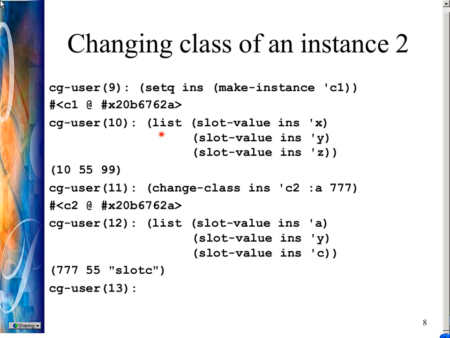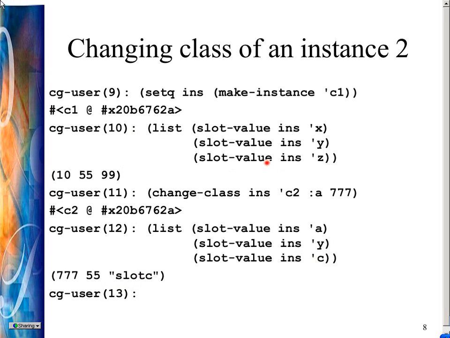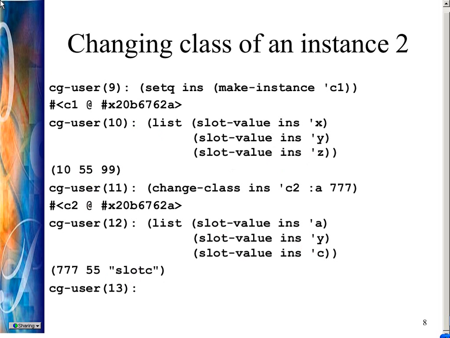What about Y? Well, this object already had a slot called Y, and that slot already had a value, which is 55. That value is not affected. We didn't specify it. We could have put a :Y here, and that would have overwritten it, but we didn't, so it inherited the slot with the same name when it changed from one class to another.